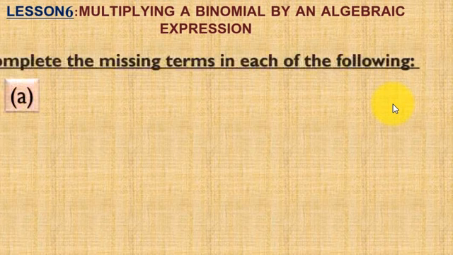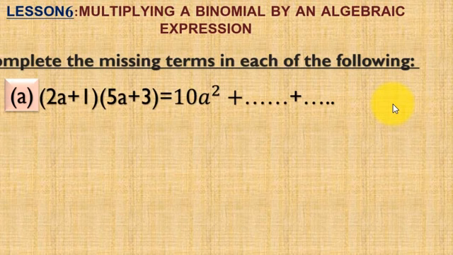Now complete the missing terms in each of the following. 2a plus 1 times 5a plus 3. Firstly, we multiply the first by the first to get 10a power 2. After that, we calculate the product of means and the product of extremes, then add these results. 1 times 5a equals 5a. 2a times 3 equals 6a. 5a plus 6a equals 11a.